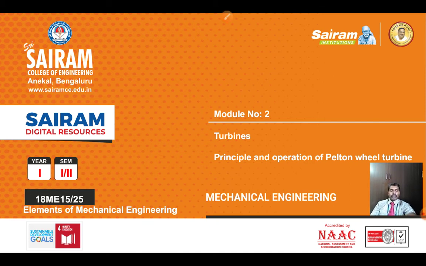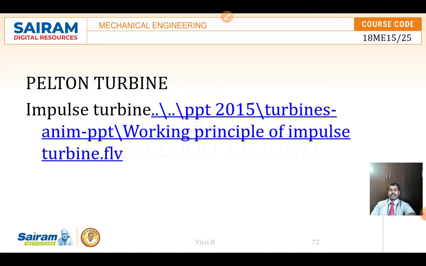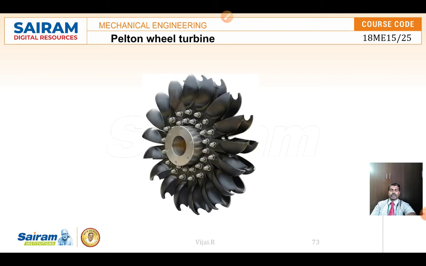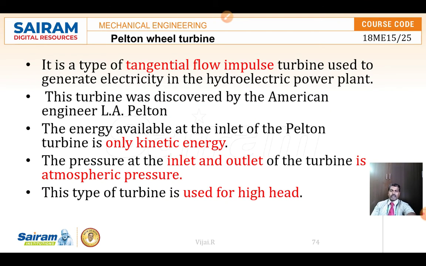This Pelton wheel turbine, based on the classification, as we said, is an impulse turbine. Now we are going to see how the Pelton wheel turbine is built. It consists of buckets on the periphery of the shaft. We call them runner buckets. They are arranged in a manner that when water hits them, the wheel is rotated. So it's a type of tangential flow and impulse turbine.